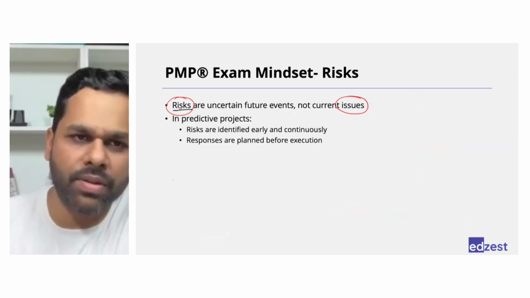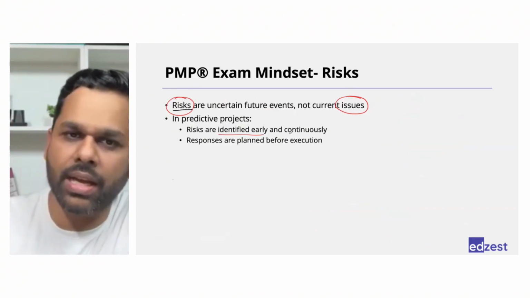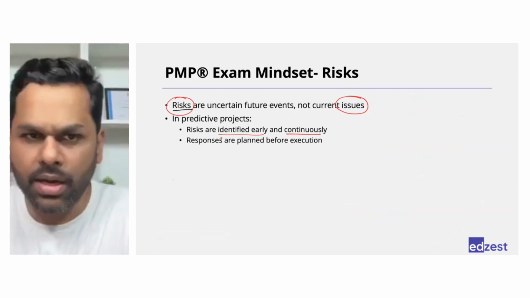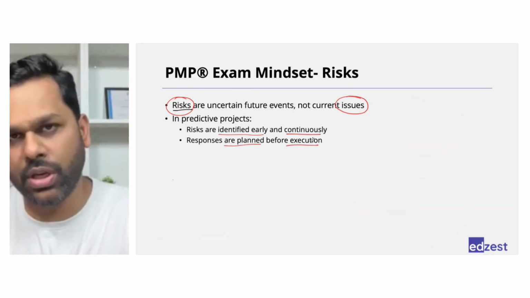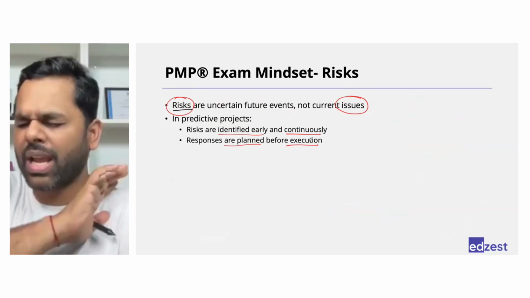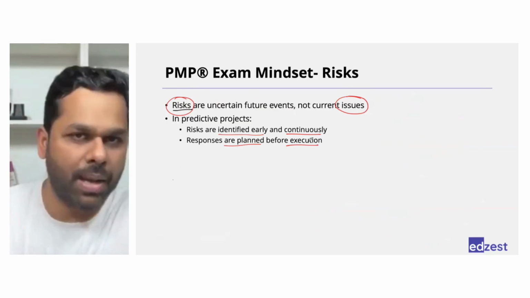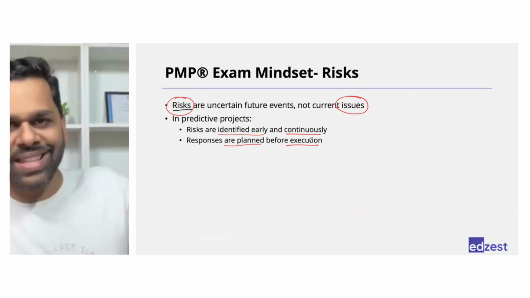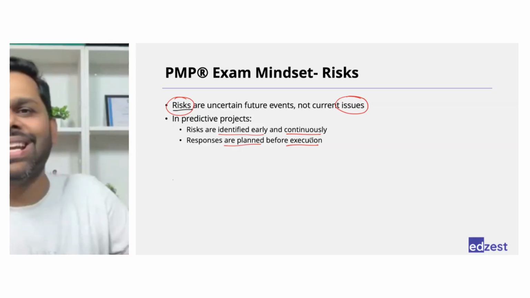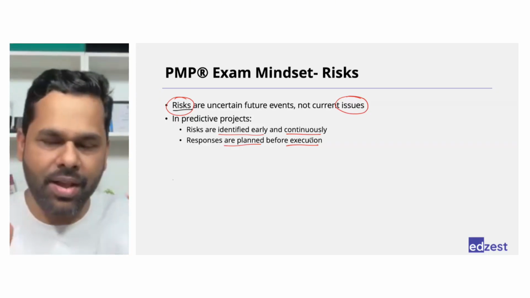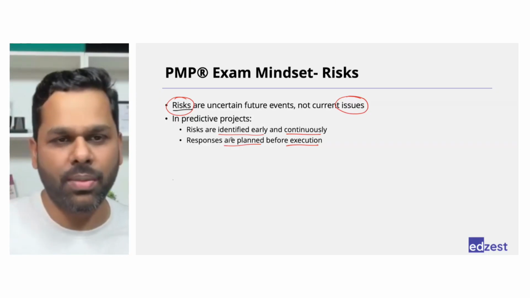Right? In predictive projects, when we talk about risk, these are identified early and continuously throughout the project. Responses are always planned before execution. Right? You never carry out any execution activity without the plan. In the last 4 days, I think I have used this sentence at least 20-30 times. Never ever execute anything without the plan.